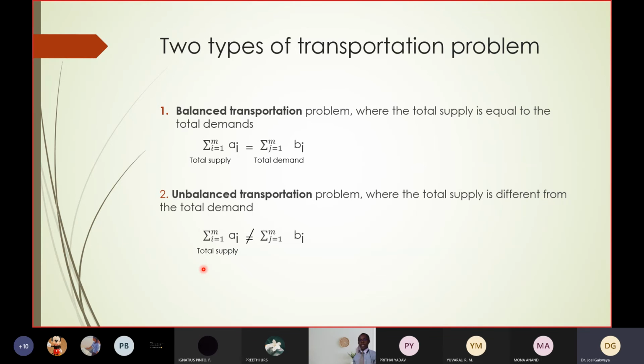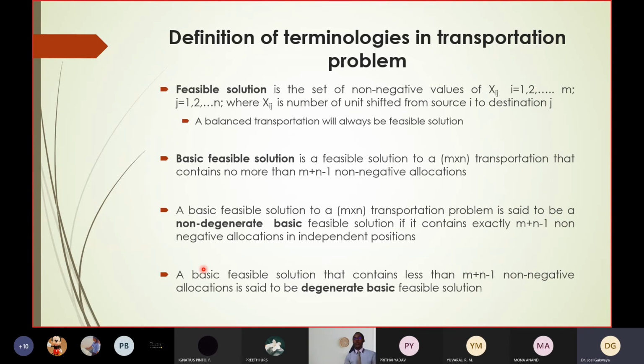So we are going to deal today with balanced transportation, and you are going to look at what the methods are which are used for balanced transportation. We want to look at what methods are to be used for this balanced transportation. All right, so these are the terminologies which we will use.